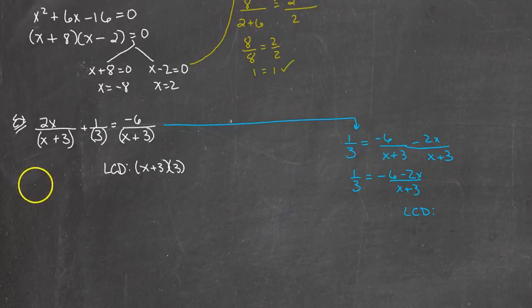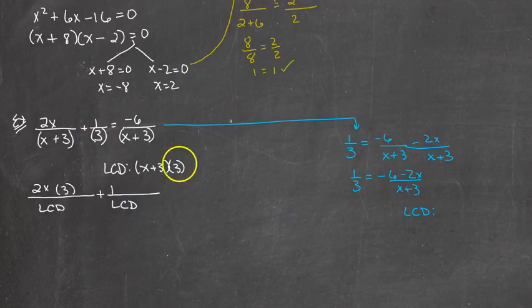Okay, so now I have 2x over the lowest common denominator, which means I already had x plus 3. I need to multiply a 3 into it. Plus 1 over the lowest common denominator, which was a 3, which means I multiplied x plus 3 into the denominator. I have to also multiply x plus 3 into the numerator, equals -6 over the lowest common denominator. I already had an x plus 3. I need to multiply a 3 in.